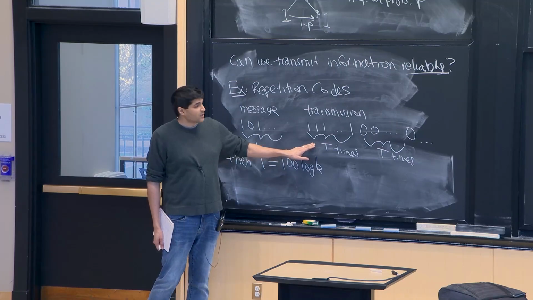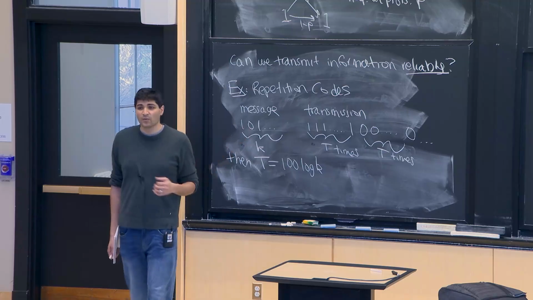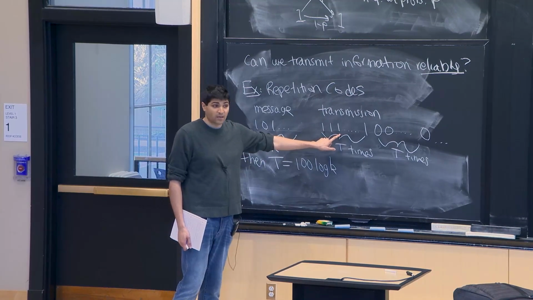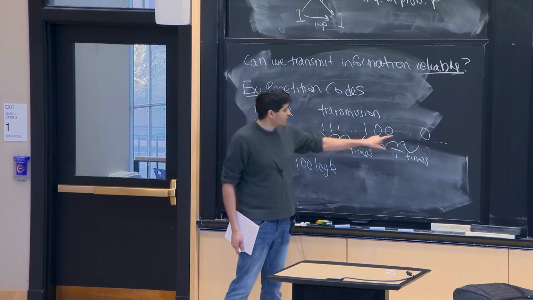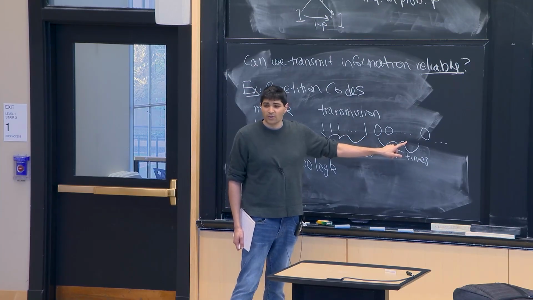So intuitively, if I took this transmission and sent it through the channel, some of these 1s get flipped to 0s independently. Some of these 0s get flipped to 1s independently. How would you try and decode what you receive to figure out what the original message is? Any ideas?